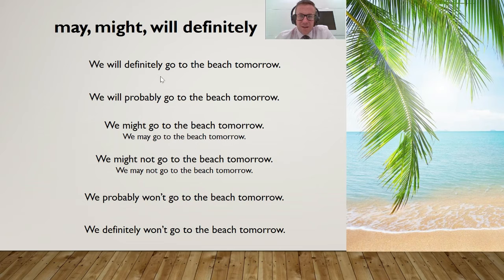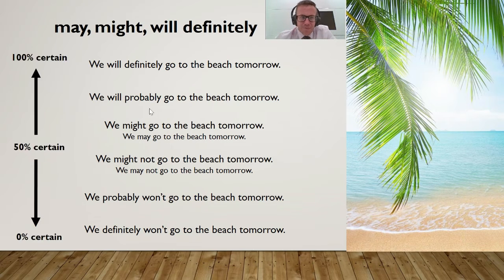So we will definitely go to the beach tomorrow. We'll probably go to the beach tomorrow. We might go to the beach tomorrow. We might not go to the beach tomorrow. We probably won't go to the beach tomorrow. We definitely won't go to the beach tomorrow. So these are all may, might, will, definitely.